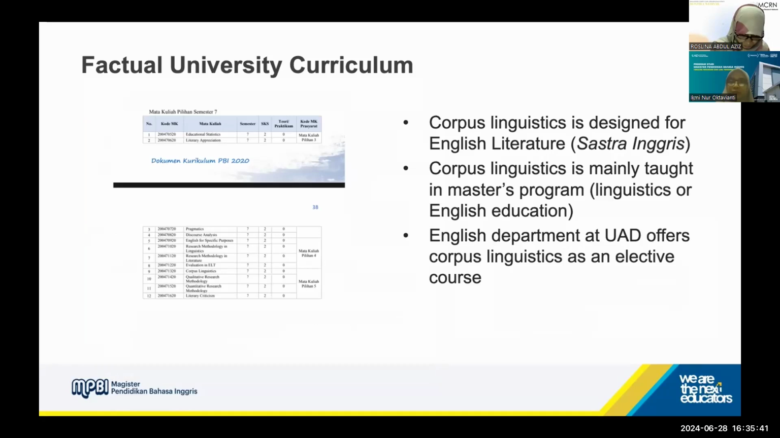So we have those two different departments. English education is for those who want to be English teachers, while English literature has more freedom. You can be translators or novelists and so on. So we have this condition right now. And also corpus linguistics is mainly taught in the master's program, not in the undergraduate program.